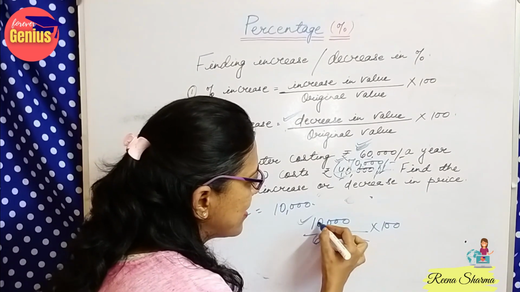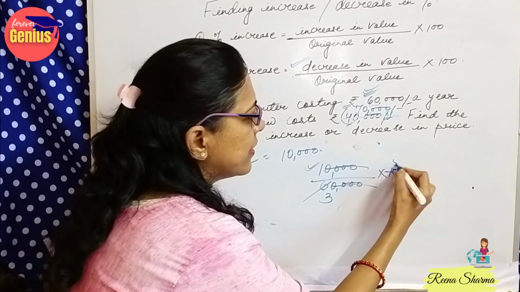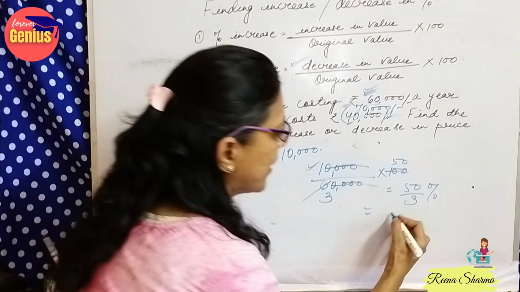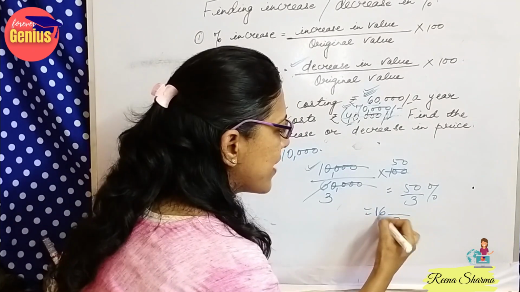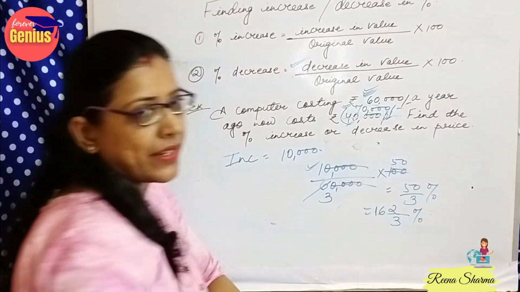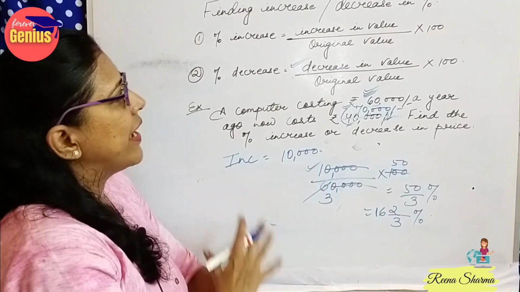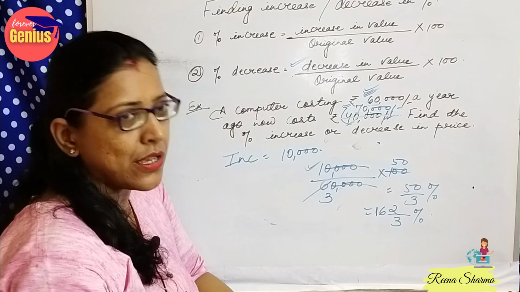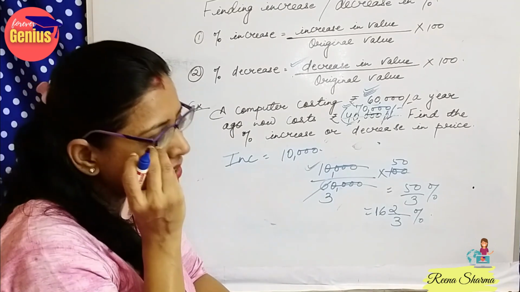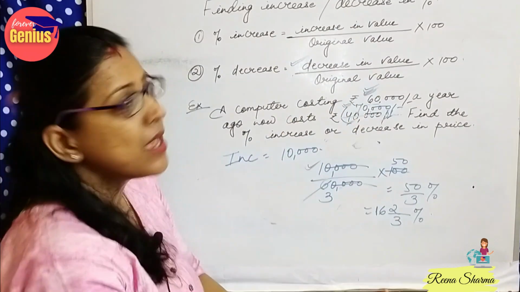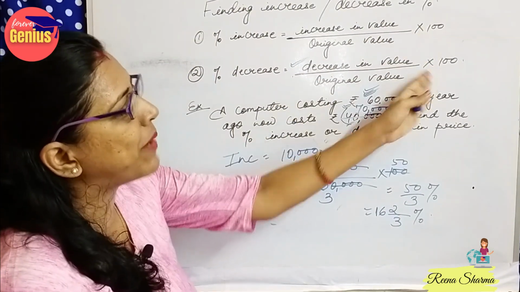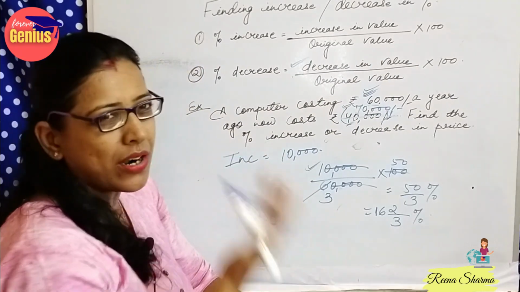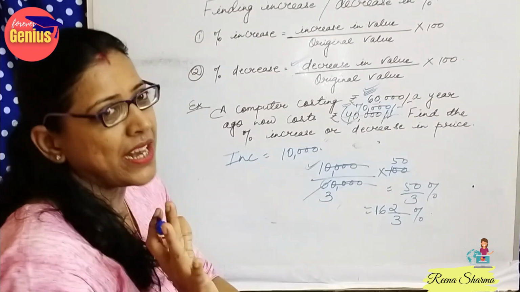So straight away this is going to cut by 3. This is equal to 50 by 3 percentage, or we can write it as 16 2 by 3 percentage. So this is the way we are supposed to calculate the increase or decrease in percentage. No need to be confused. Just remember the formula, and percentage always means on 100, so multiply with 100. A lot of times we wonder whether to multiply with 100, divide with 100 or 1000. Don't get confused. Always 100.